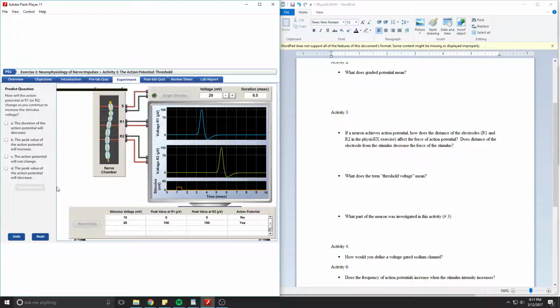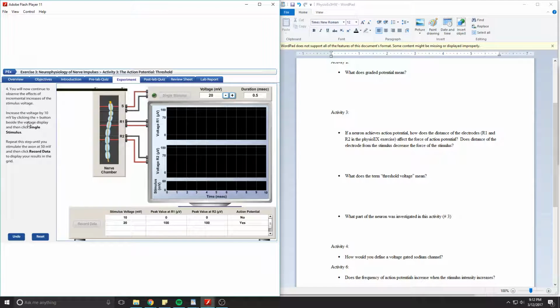How will the action potential at R1 or R2 change as you continue to increase the stimulus voltage? The duration of the action potential will decrease. The peak value of the action potential will increase. The action potential will not change. The peak value of the action potential. I'm going to go with B.